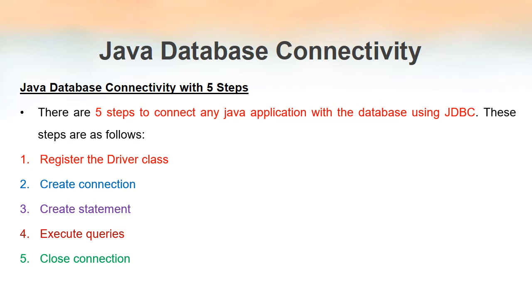So these are the 5 different steps that we have to follow if we want to access a database through a Java program. First of all, register the driver class. Secondly, create connection. Third, we have to create a statement. Fourth, execute the query. And then finally, we have to close the connection.